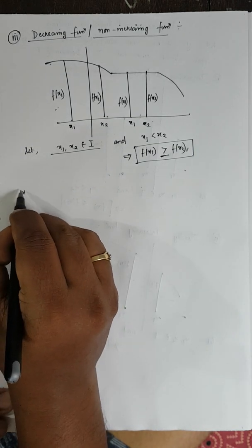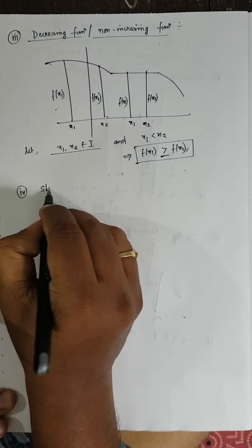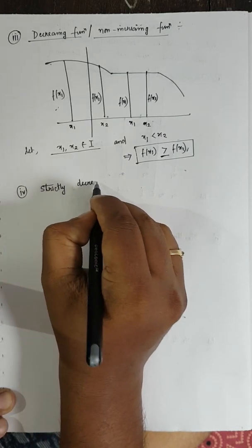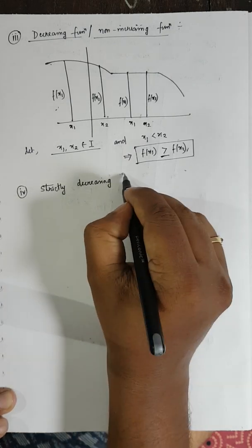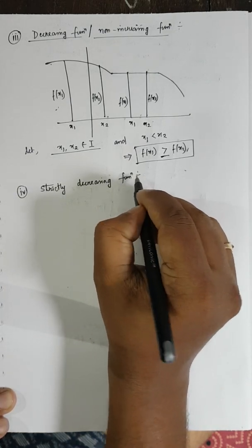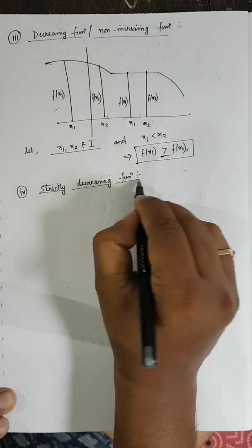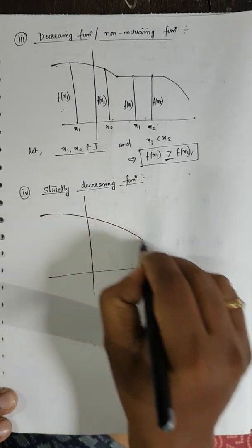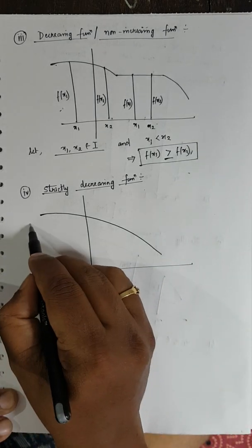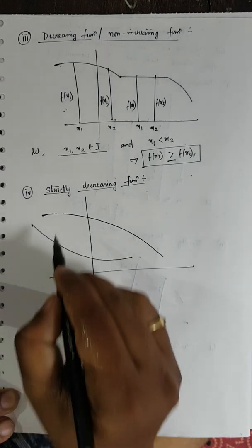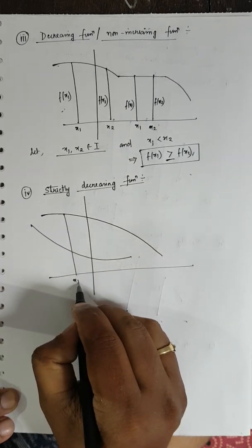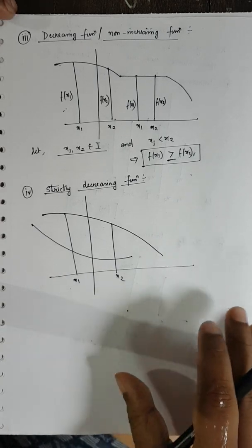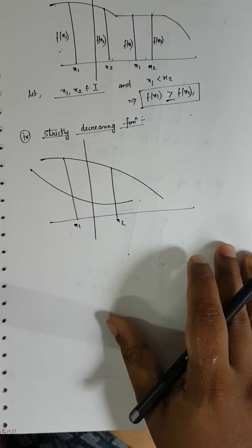Number 4, it is strictly decreasing function. If I draw the graph, it is like this. The function decreases, or like this. You can clearly see this is x1, this is x2. When x increases, the value of f of x also decreases.